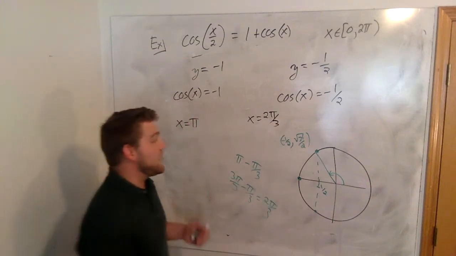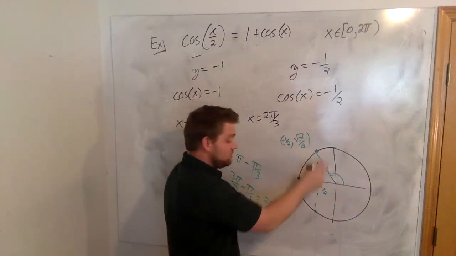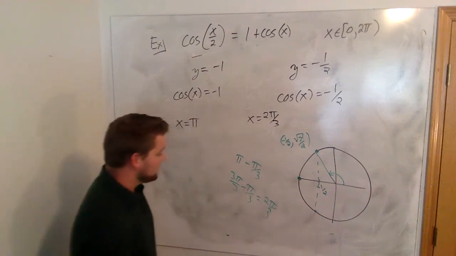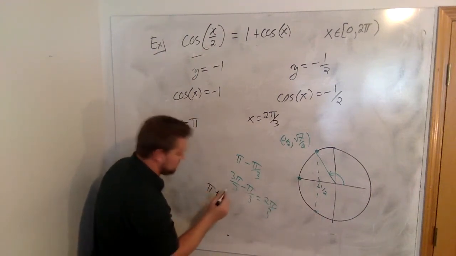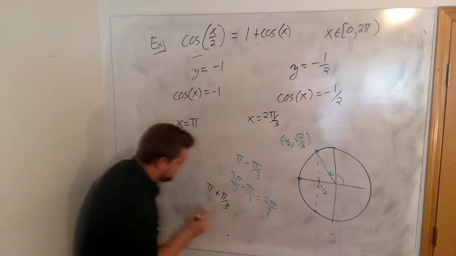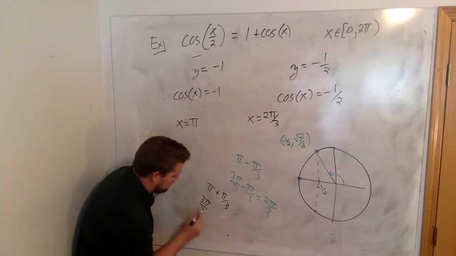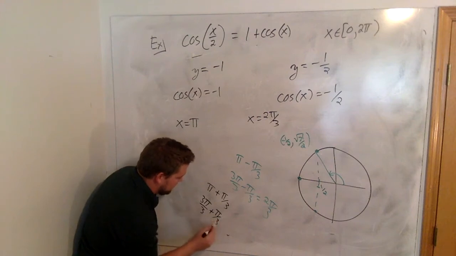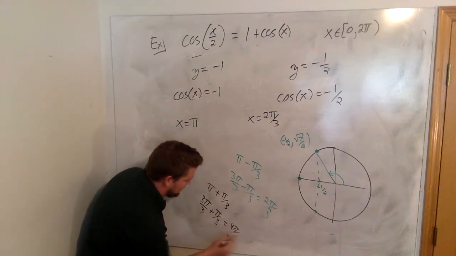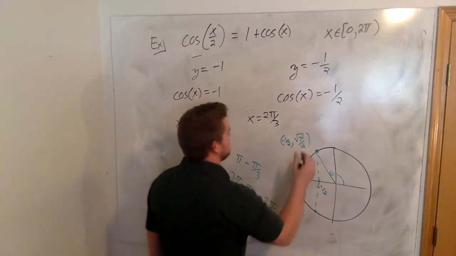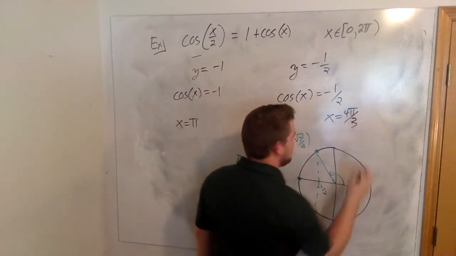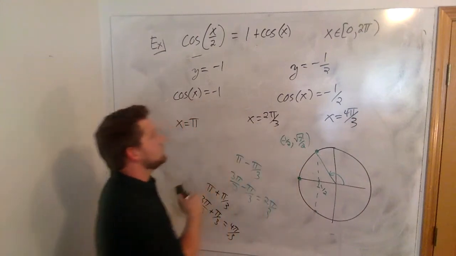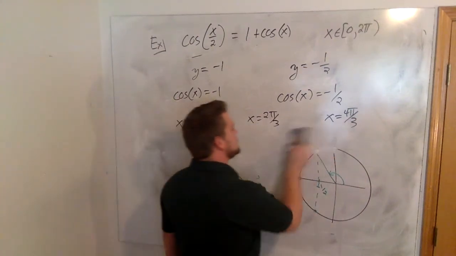Now if you were to use your calculator, this is the one your calculator would tell you, but we have this other solution right here. So to get to that one, how about we do pi plus a pi over 3. So 3 pi over 3 plus a pi over 3, we'll get 4 pi over 3. And that'll be this location here. So x equaling 4 pi over 3. So these are all the solutions to this between 0 and 2 pi.